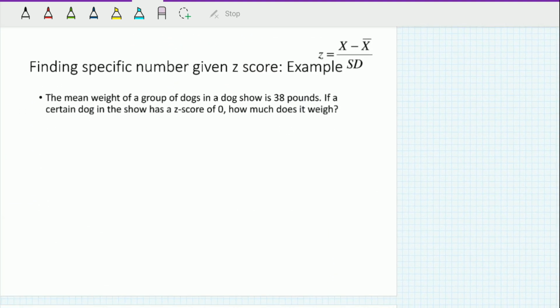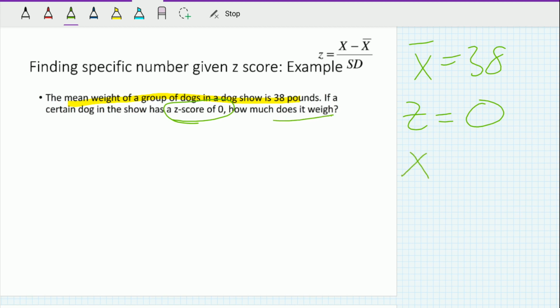Let's go ahead. Let's do this one. Remember, don't freak yourself out. Still solve the problem. Not all problems look exactly the same, okay? The mean weight is 38. Cool. So that's the mean. If a certain dog in the show has a z-score of 0, how much does it weigh? Okay, so this is a little weird because how much does it weigh? So we're asking for the raw score. But if you notice, I only gave you 2 of them, and I didn't give you the standard deviation. So what's going on here?